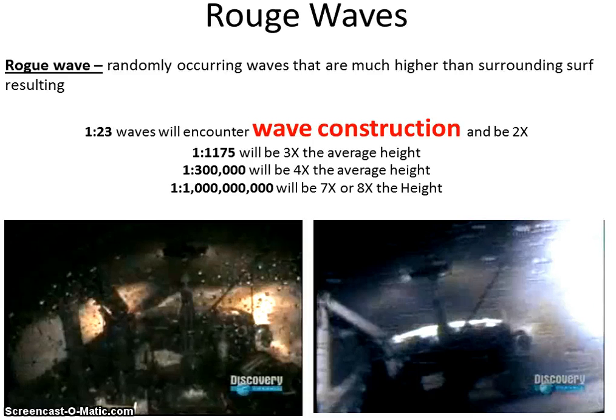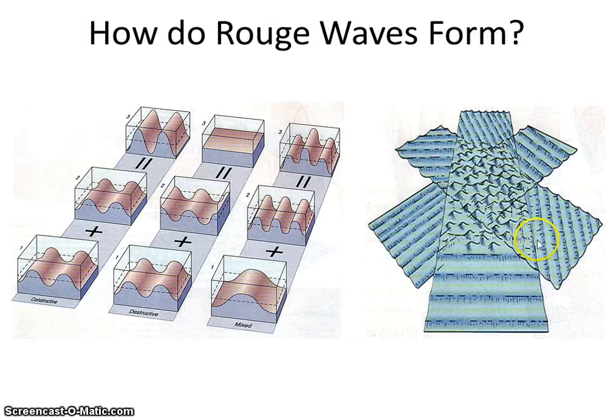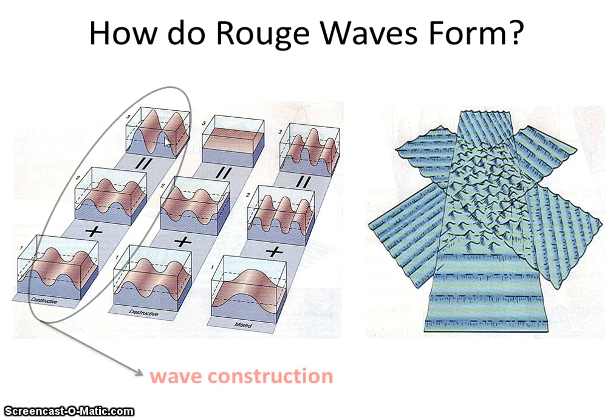called wave construction. Wave construction happens when the crests of two waves align and the troughs of two waves align. When crests align with crests and troughs align with troughs, waves basically pile up on top of each other. Their height begins to add, and you get a randomly occurring larger wave.